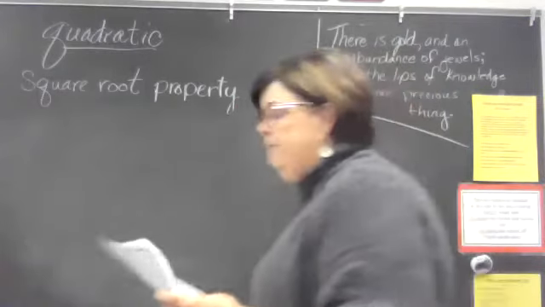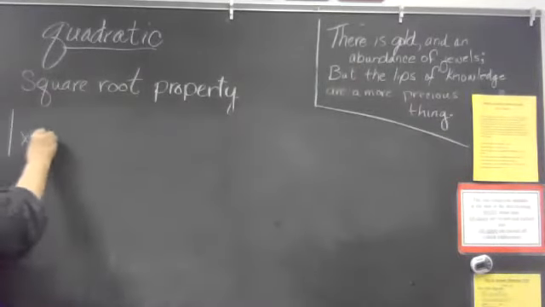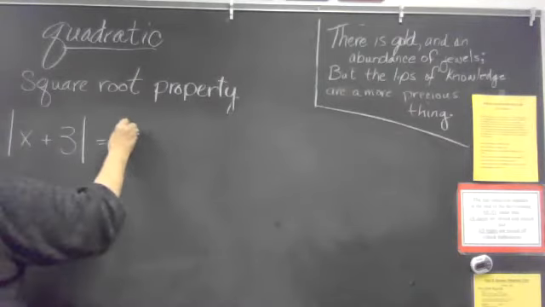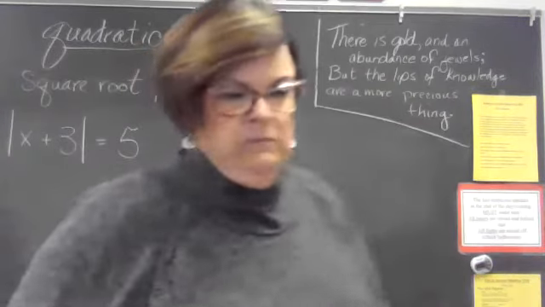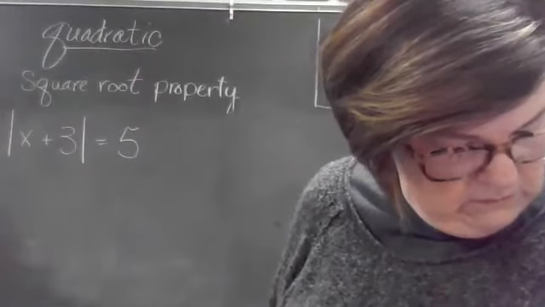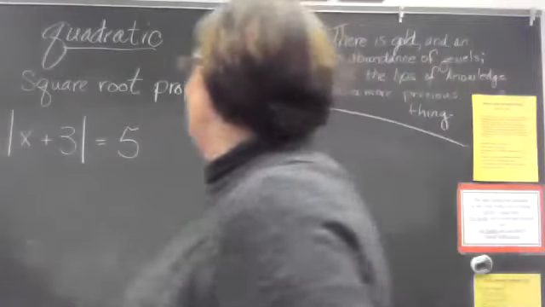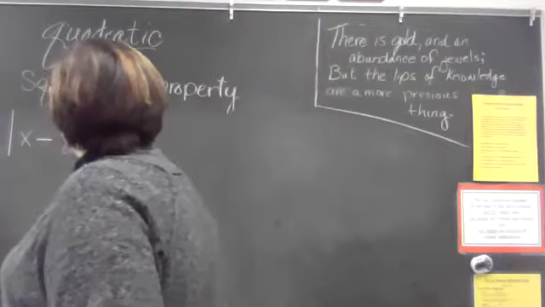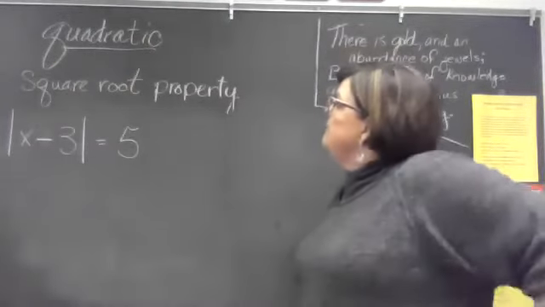So here's your first problem. It says the absolute value of x plus 3 is equal to 5. 5 is popular today. It's a negative on number 1. They said that x subtract 3. Good. Rachel. Good. Thank you. Okay.